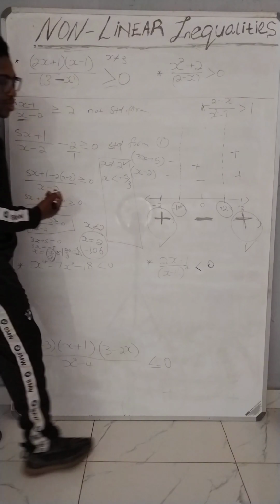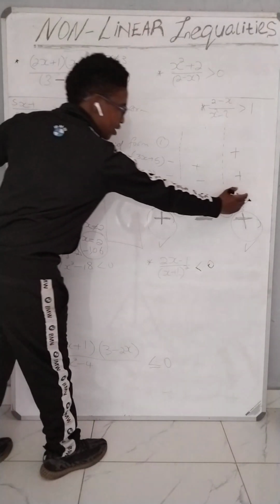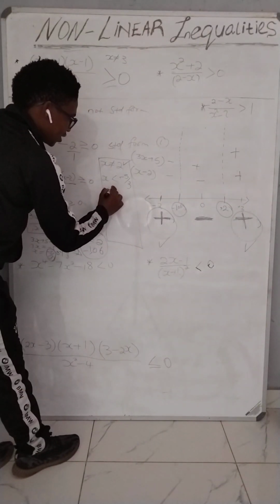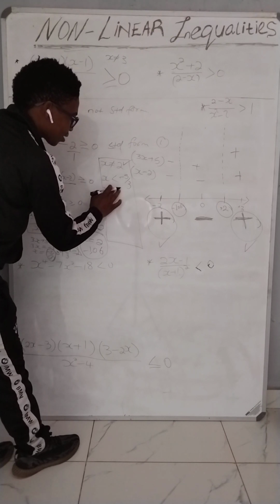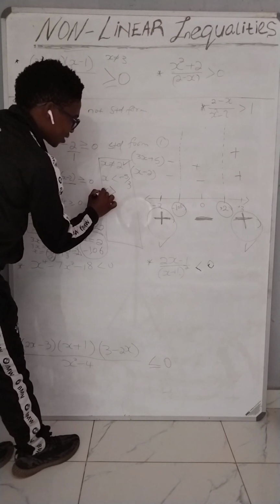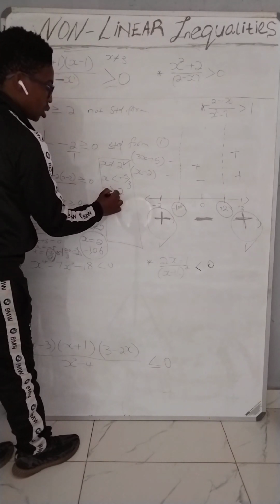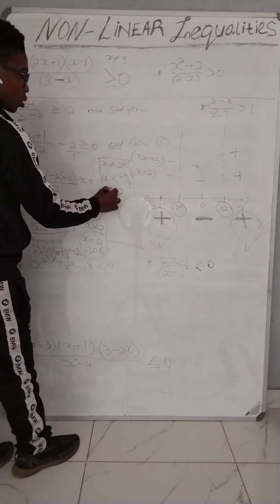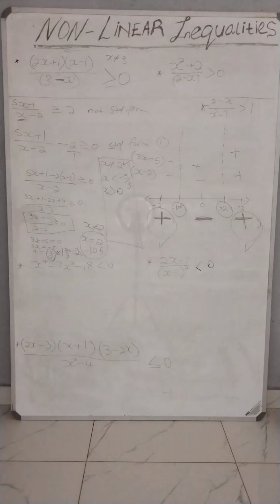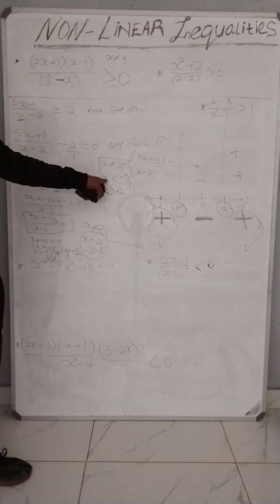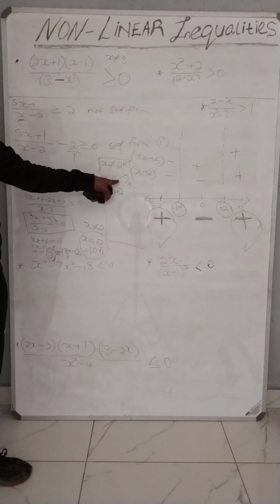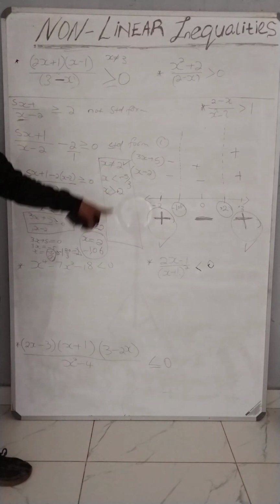And then another one is this side. Our x is greater than 2, positive 2. Those are our answers. Now why can't we say x is less than or equal to this, but we are only saying it's less?